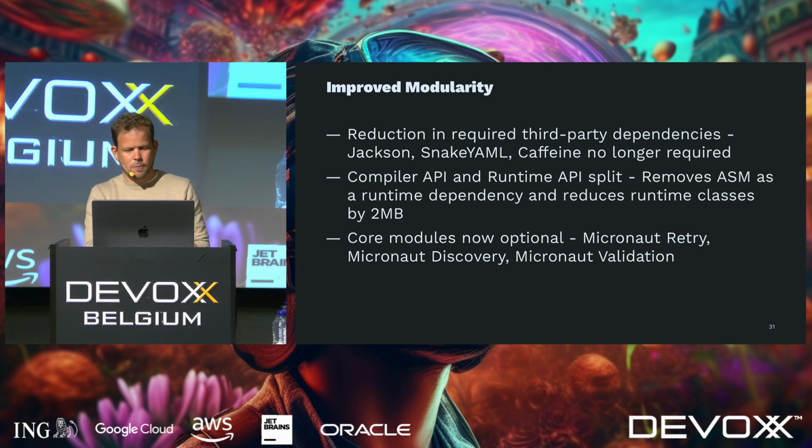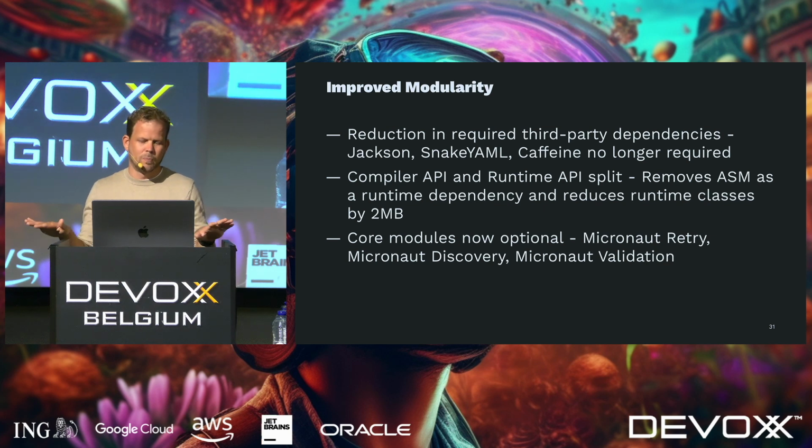You can still use Jackson. We haven't taken it away, but it's now optional. Snake YAML is also optional. Caffeine is also optional. So we reduced the third-party dependency graph. We also split the compiler and runtime API, so we had a lot of modules in the core of Micronaut where they were only used in the compiler, but they were there anyway inside your jar in your production app.